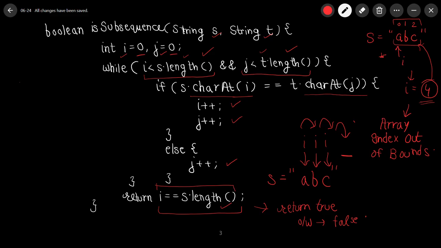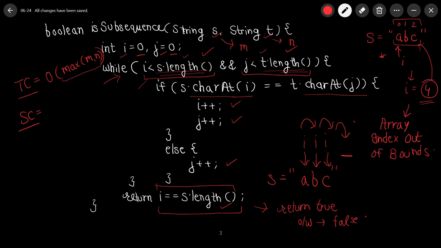Coming to the time and space complexity. Suppose the length of s is m and the length of the t string is n. So the time complexity is the maximum of m and n, because this loop can break in two cases: either the i pointer reaches s.length or the j pointer reaches t.length. So whatever be the case, you always consider the maximum value.